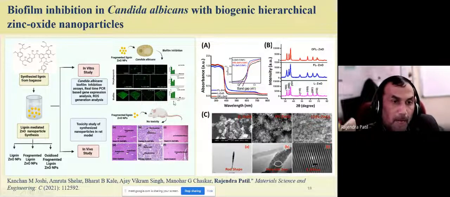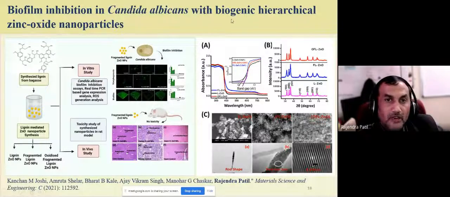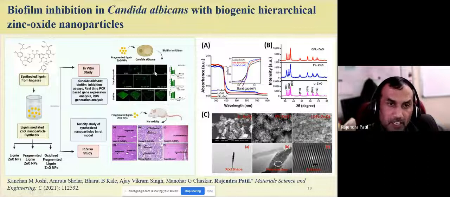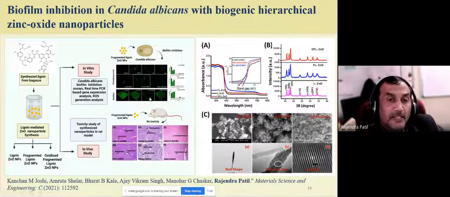Because the immune system cannot recognize them, these cells grow and destroy the tissues and organs. My lab has used biogenic hierarchical zinc oxide nanomaterial made using lignin and targeted Candida albicans. In brief, we extracted the lignin, fragmented it, oxidized it, and by using that lignin we synthesized the zinc oxide nanomaterials. We tested them on the Candida albicans biofilm, and they inhibited the biofilm.